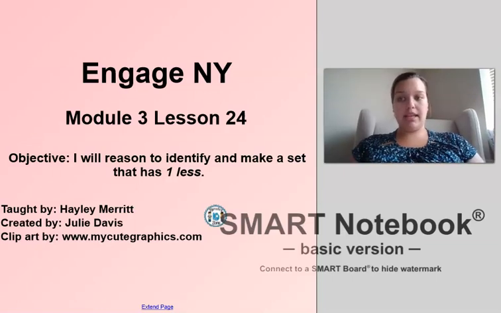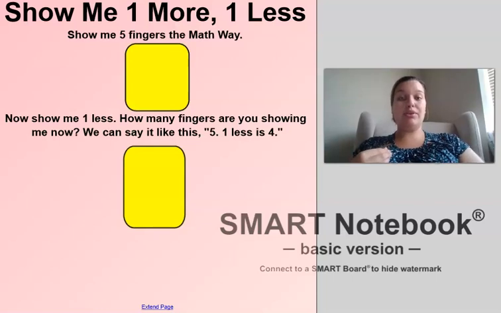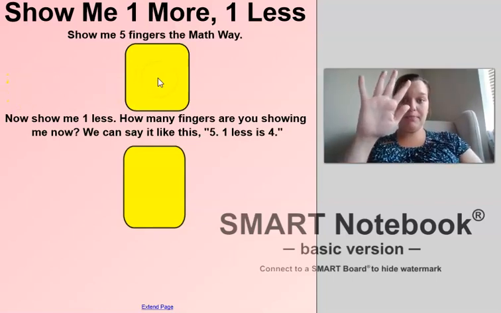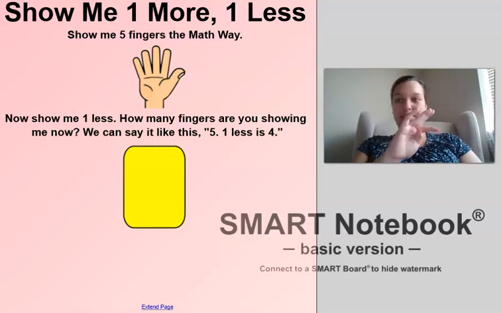To warm up today, instead of end our lesson, we're going to do show me one more, show me one less. So I want you to show me 5 fingers the math way, and now show me one less. Good job. Show me 5 fingers the math way again, and show me one less. So we can say 5 and 1 less is 1, 2, 3, 4. Great job.